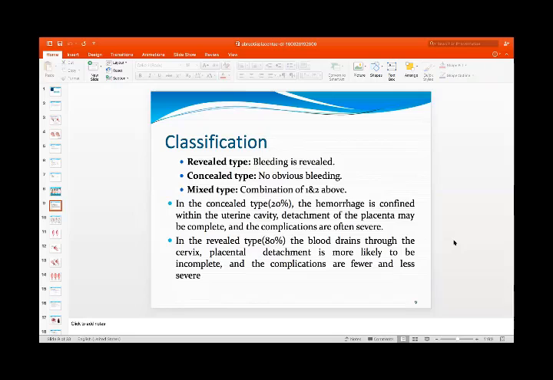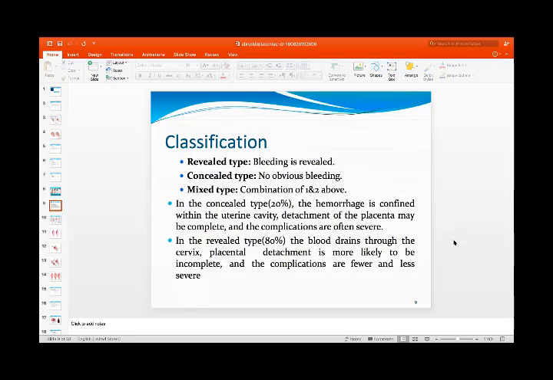Abruptio placenta can be of two types, mainly revealed hemorrhage or concealed hemorrhage. In revealed hemorrhage, there is external bleeding, while in concealed, there is no external bleeding, and maternal shock is out of proportion to the bleeding. And there is a mixed type in which there is a combination of both revealed and concealed.